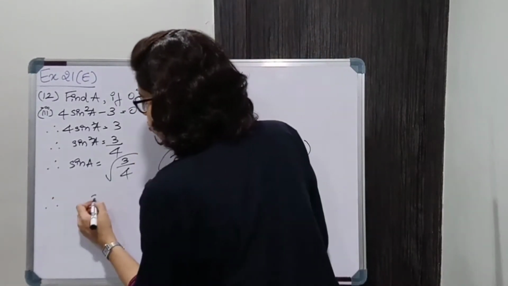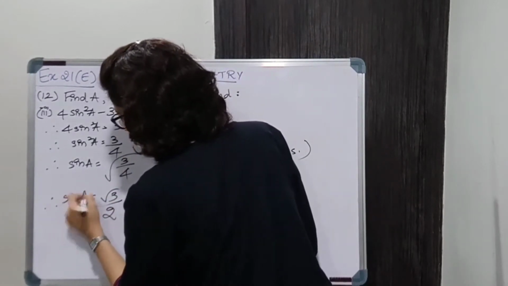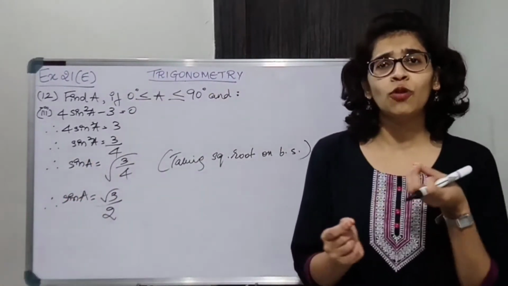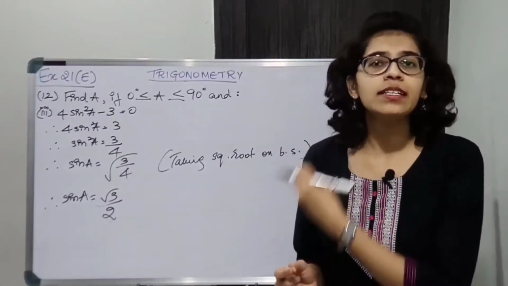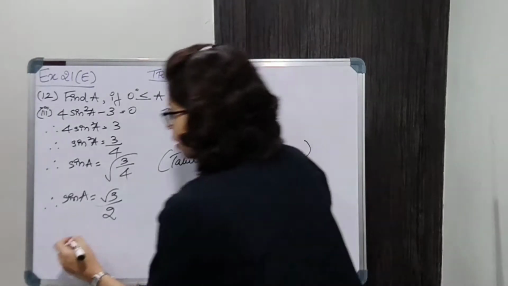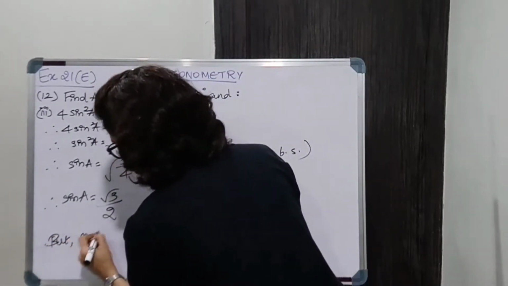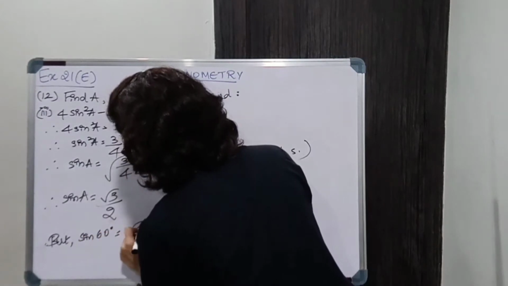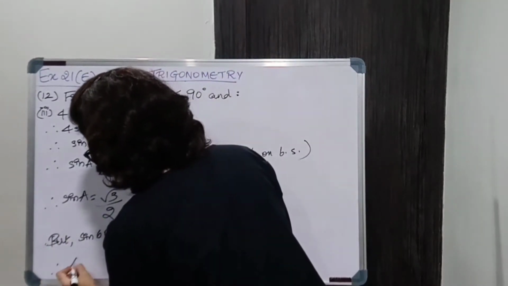Square root of 3 is root 3 and square root of 4 is 2. So sin A is equal to root 3 upon 2. Sine of what angle in the table is equal to root 3 upon 2? If you check, sin 60 is equal to root 3 upon 2. Therefore I can say A is equal to 60.